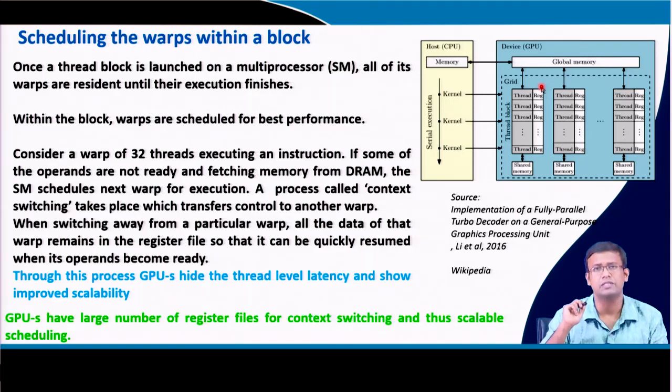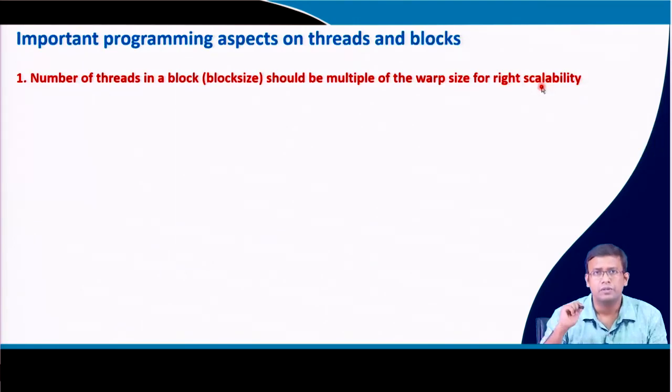GPUs have a large number of register files for context switching, and therefore they have scalable scheduling. So this is the way by which a warp has only 32 threads, but you actually get a parallel performance which is more than 32 threads, because some of the latency of these 32 threads in terms of memory fetching or some other activities is hidden by activation of the next warp, and this is done by using a large number of register files.